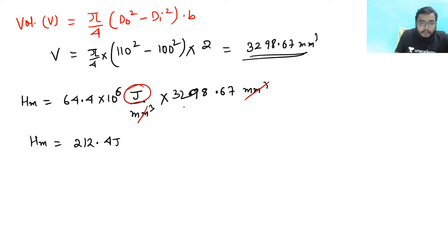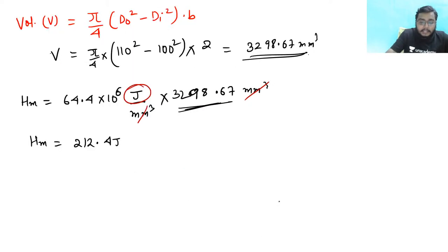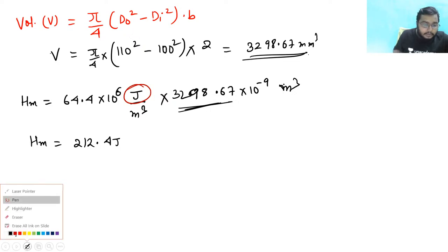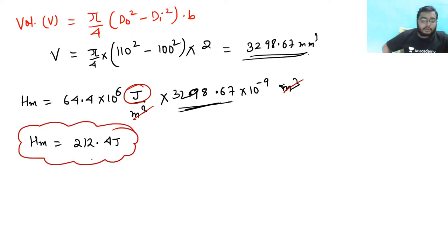Now see here, most important thing: this is in meter cube and this is in mm cube. So you have to convert it, before that, with 10 to the power minus 9. This is in meter cube, so that would be meter cube, and then things would be cancelled out. Clear? And when you calculate it, you will get HM as 212.4 joule. Clear?